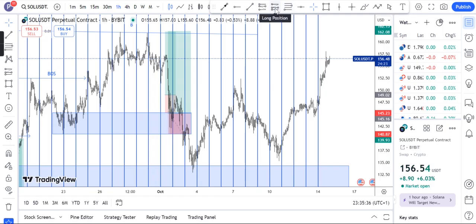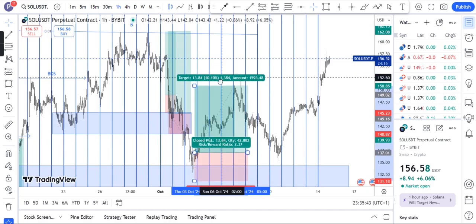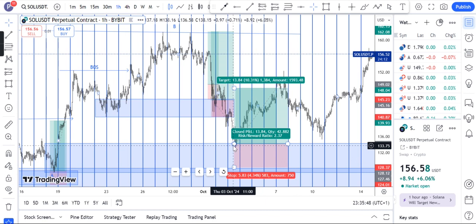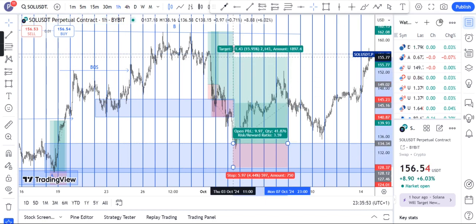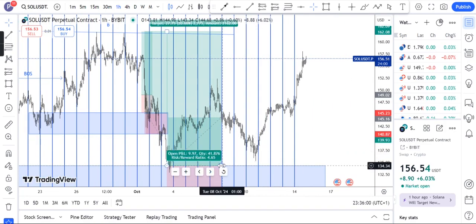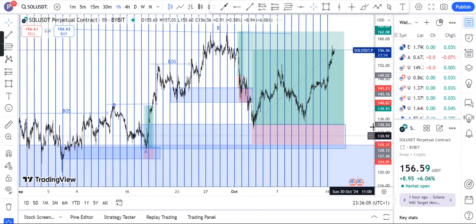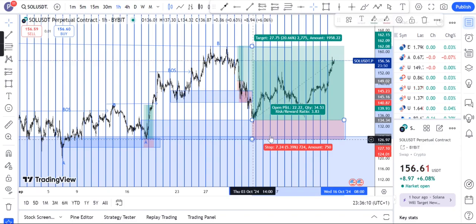Now what do we do? We can now simply set our tool here for long, and then we target this area, target that area as our take profit, and then here for our stop loss.